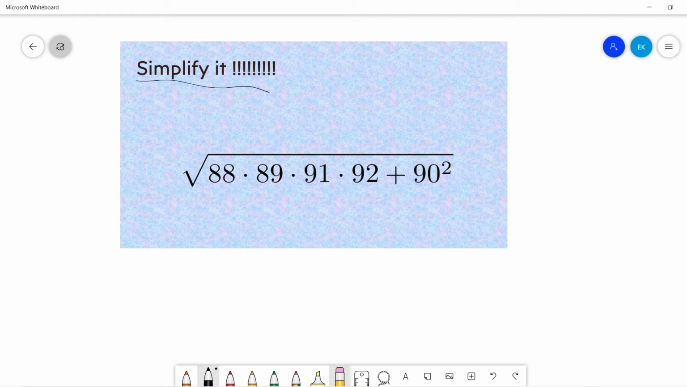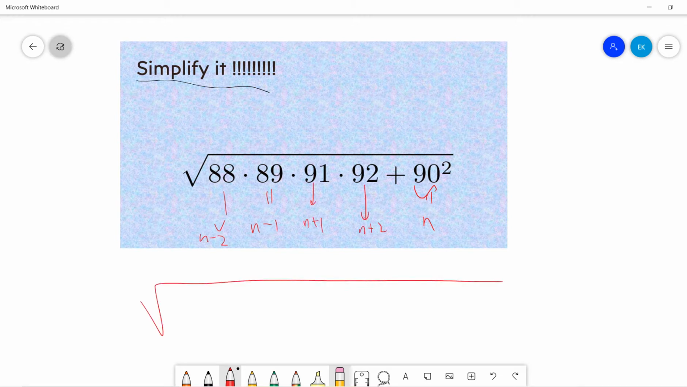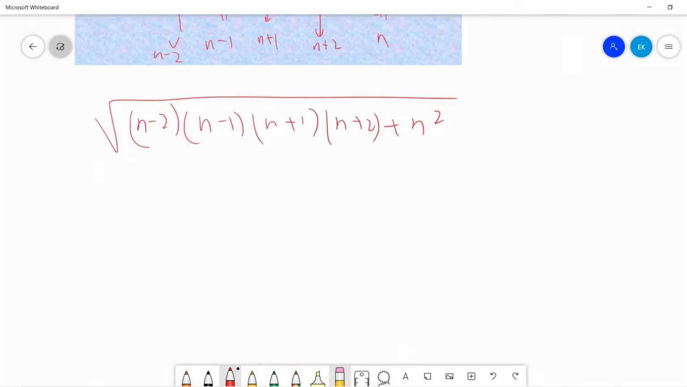So the idea is that you have a strange expression: 89 times 91 plus 88 times 92 plus 90 squared, and you hope to simplify it. So obviously the technique should be, let's call this guy n, right? And the others are n minus 1, n minus 2, n plus 1, n plus 2. So the idea should be (n minus 2)(n minus 1)(n plus 1)(n plus 2) plus n squared. And we hope to do simplification.